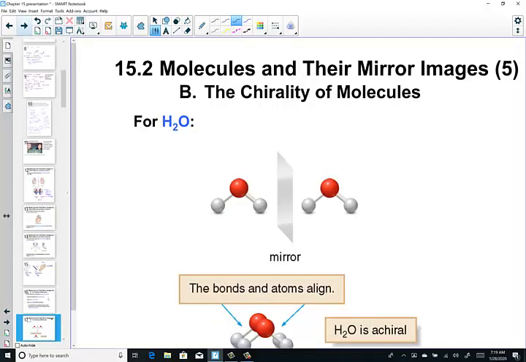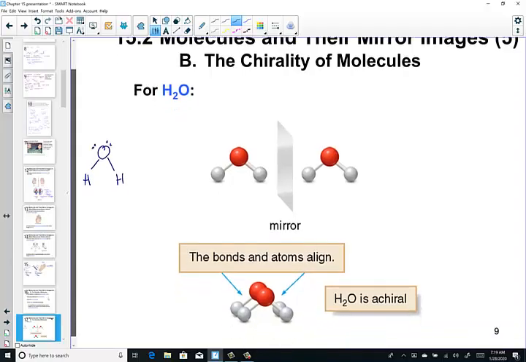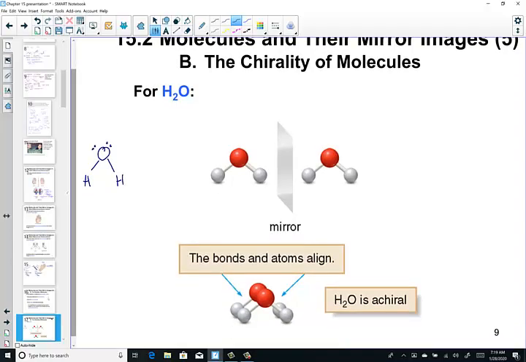Let's go through some examples of molecules. For instance, let's draw a water molecule. Notice that the oxygen, and you could literally draw the Lewis dots with me, you don't have to draw the ball and stick. The oxygen is up top, and we have 2 hydrogens coming down. The oxygen has 2 lone pairs. Its mirror image, place a mirror and see what you find, provides the exact same object.